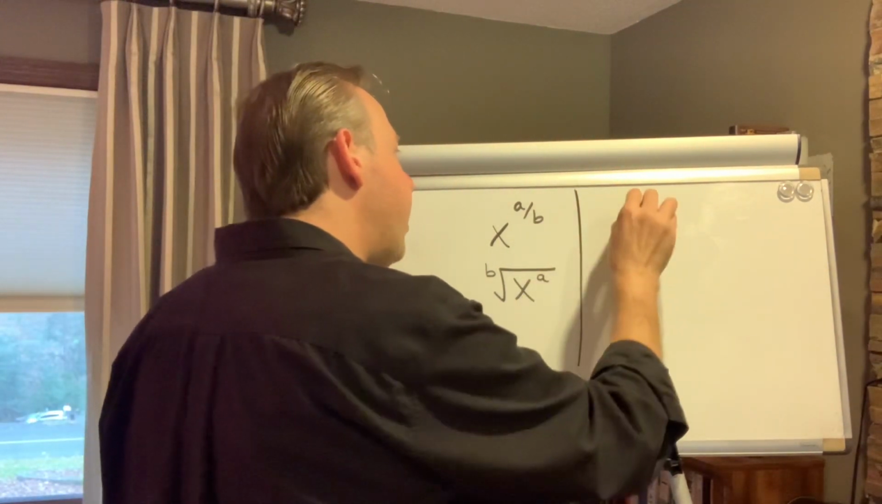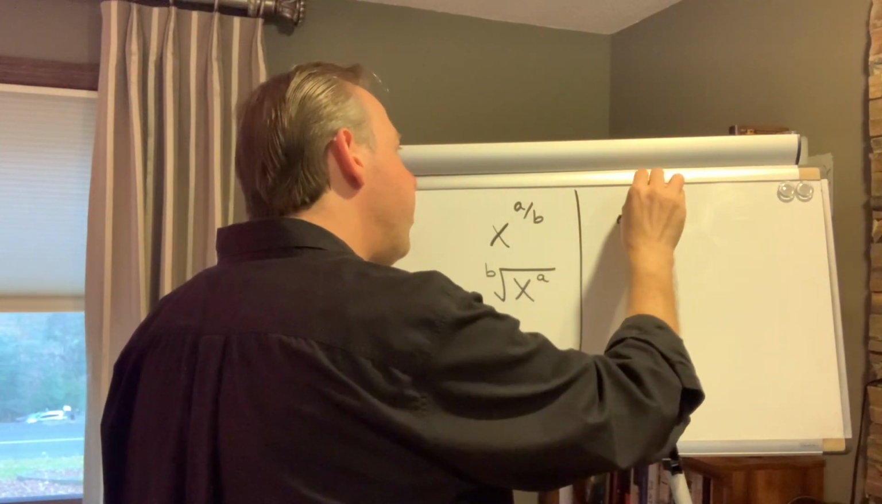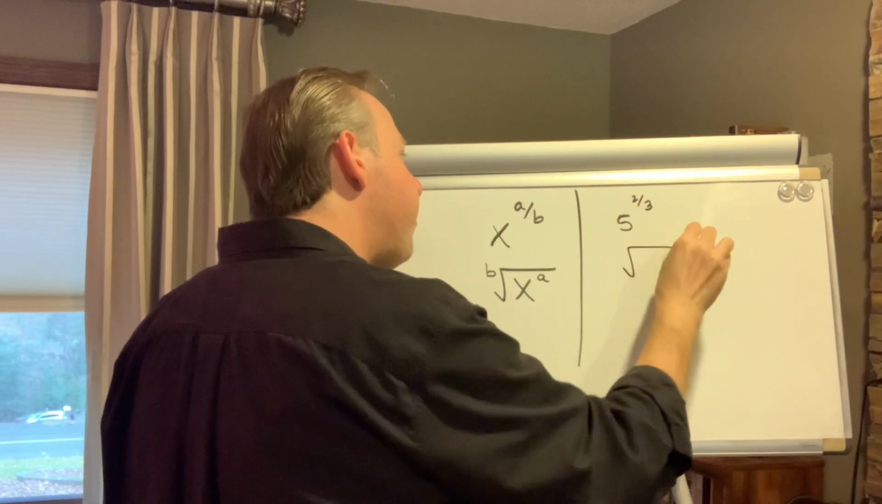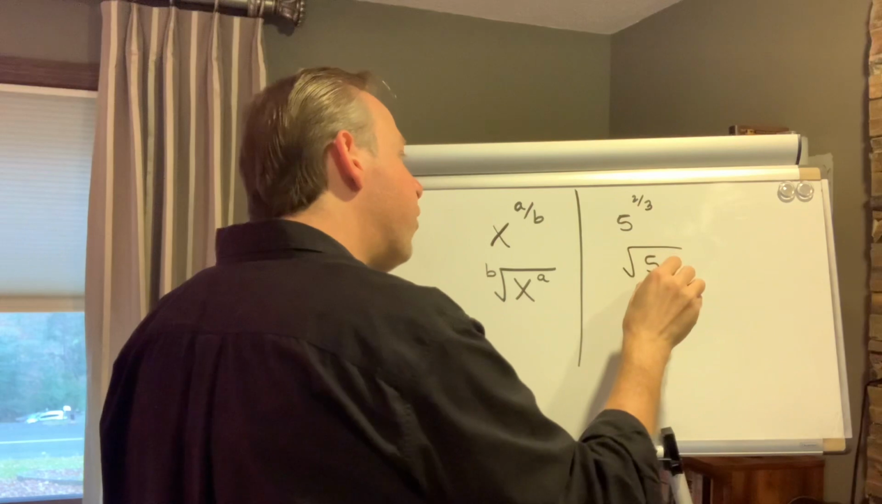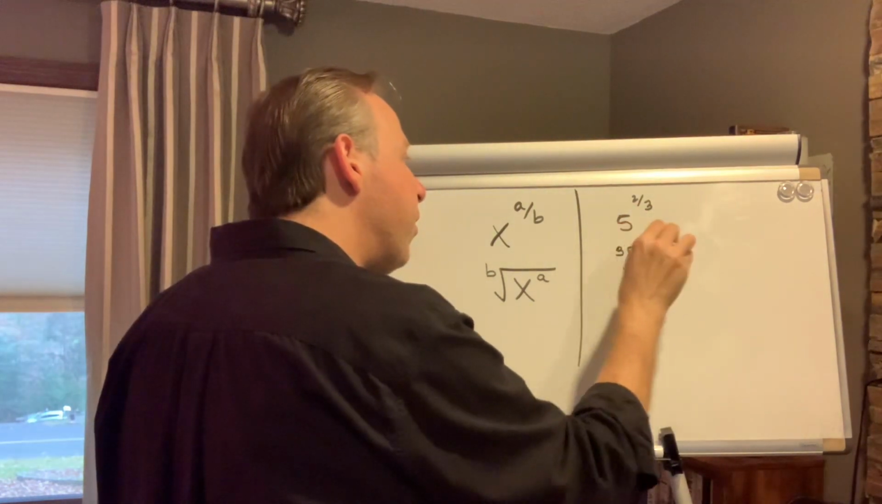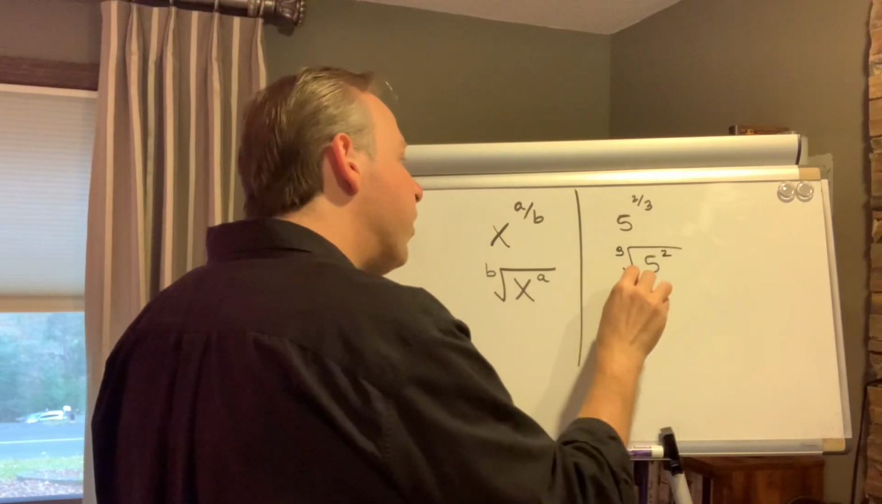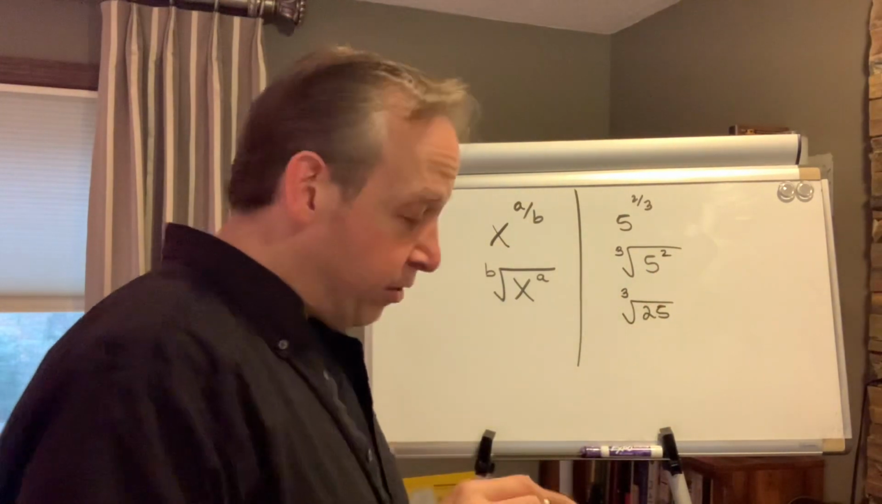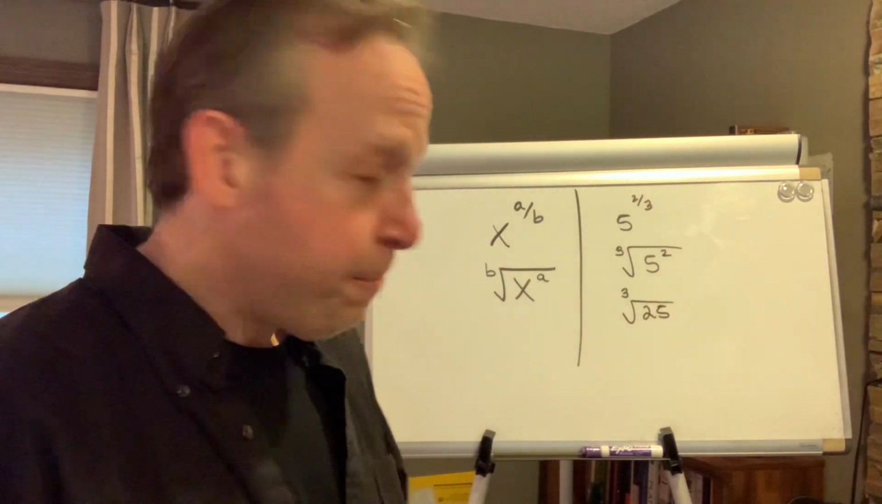For instance, let's say it's 5 to the 2/3 power. That is 5 under a radical, square root. Well, not a square root this time. It's actually a cube root because it's the third root of 5 squared, which is the third root of 25, which is a decimal, so it does not reduce further than that.